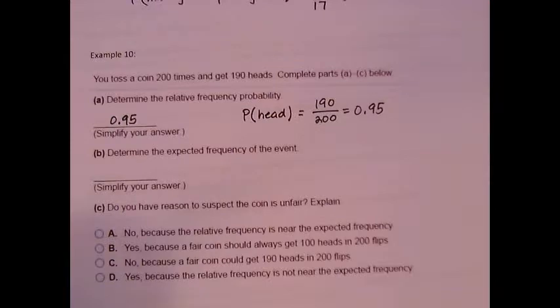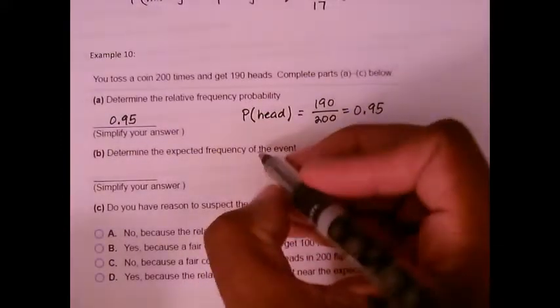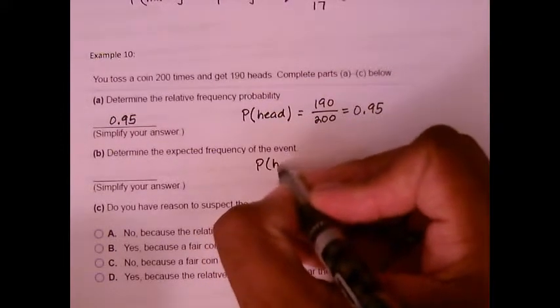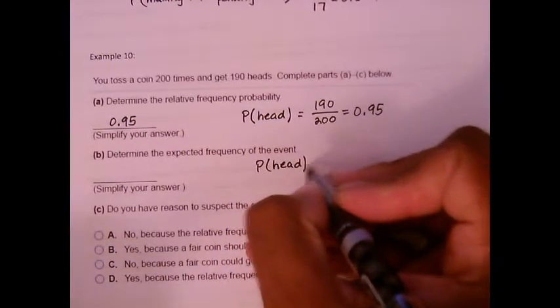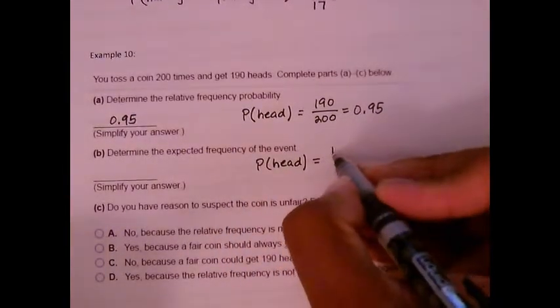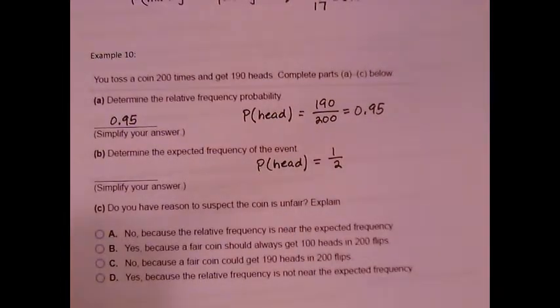Determine the expected frequency of the event. Well, in this case, if you toss a single coin one time, the probability of getting a head on that one single toss will have to be 1 out of 2.